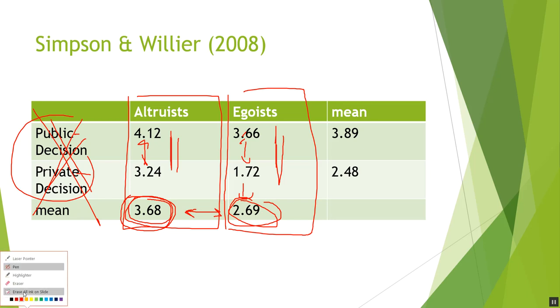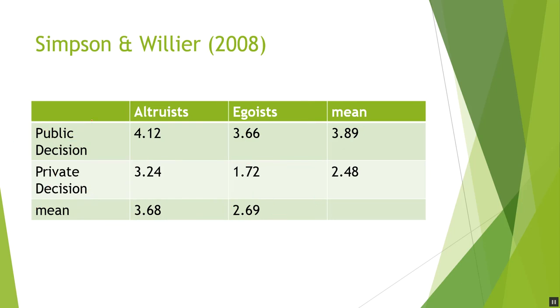And then we can do the same thing here. We can look at these marginal means. In public, people in general, regardless of if they're altruists or egoists, give $3.89 to their partners. And in private, regardless of if they're egoists or altruists, they give $2.48. And so what that means is that overall, whether you're making the decision in public or private, there is a difference of about 75 cents or so. There is a difference between people making the decision in private and in public.